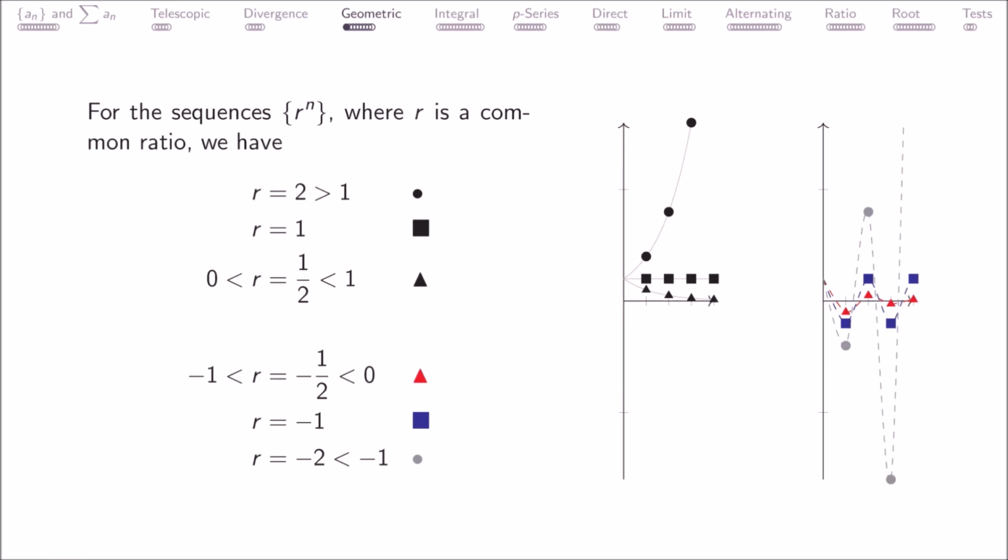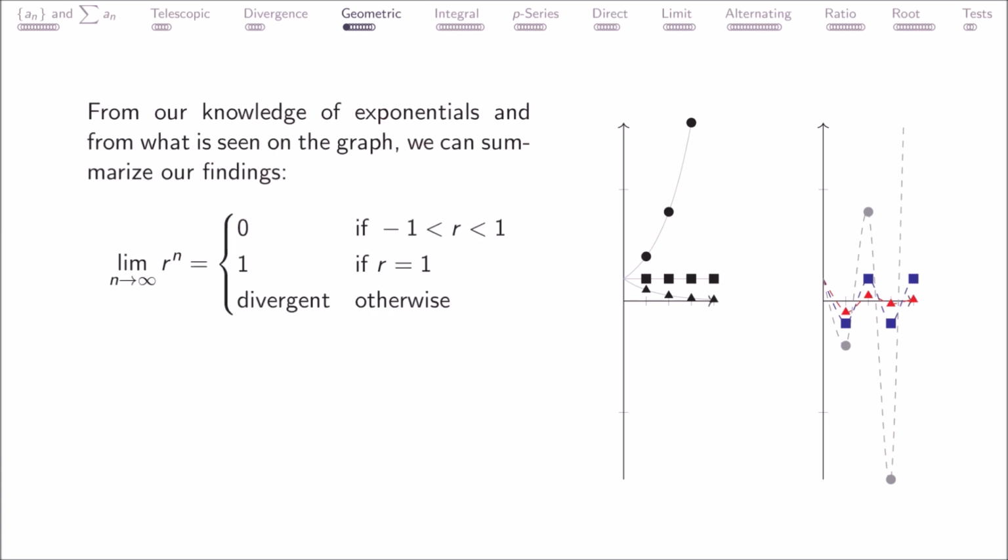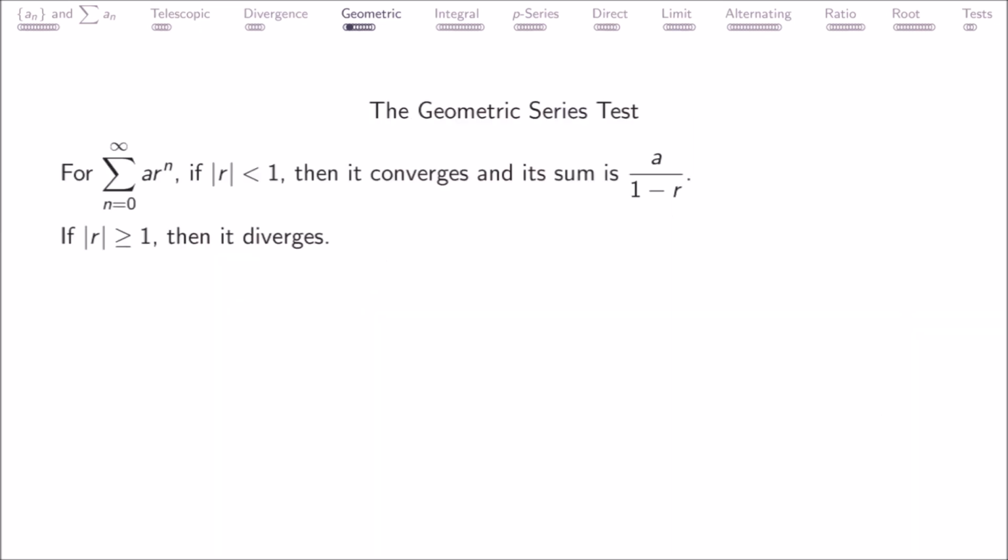For the sequences r^n, where r is a common ratio, we have the following. From our knowledge of exponentials and from what is seen on the graph, we can summarize our findings as the following. The geometric series test. For a geometric series, if the absolute value of the common ratio is less than 1, then it converges and its sum is this. If the absolute value of the ratio is greater than or equal to 1, then it diverges.